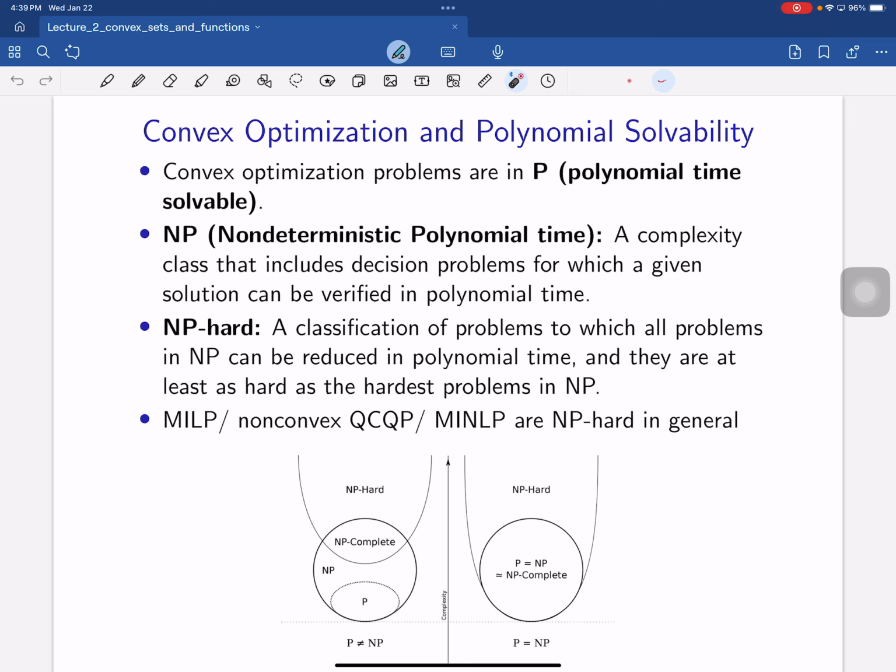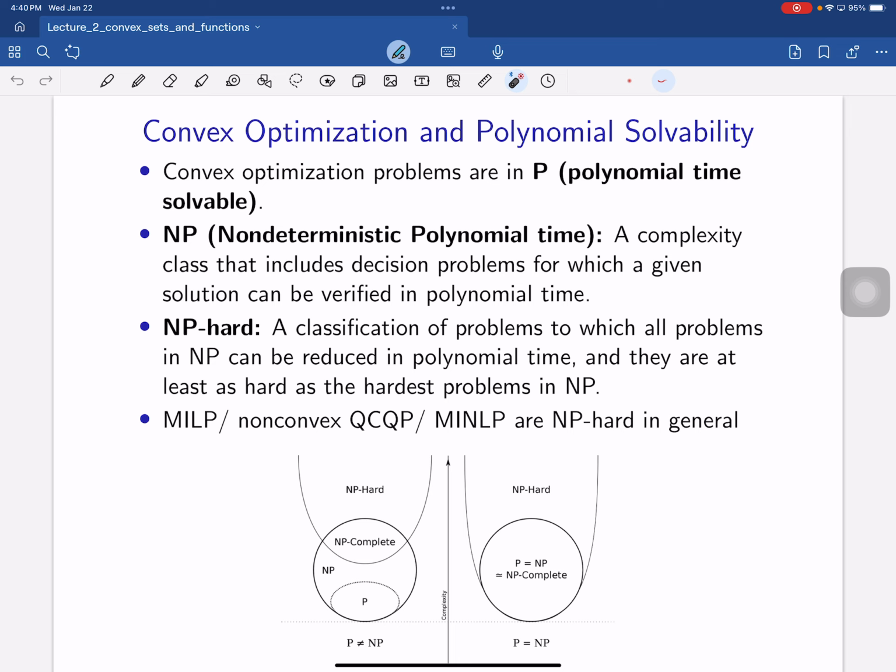Why convex optimization problems are special compared with others is because they can be solved in polynomial time. I give you a problem of size n, where n can be the number of variables and constraints. It has been proved that if the problem is convex, then I can come up with an algorithm or oracle that gives you the global optimal solution in polynomial time with respect to the problem size.